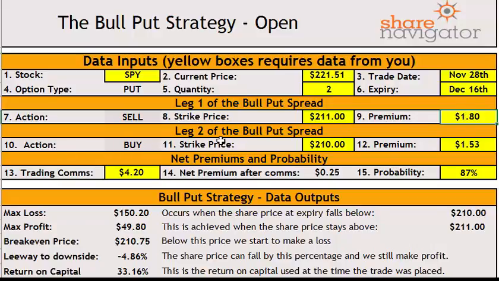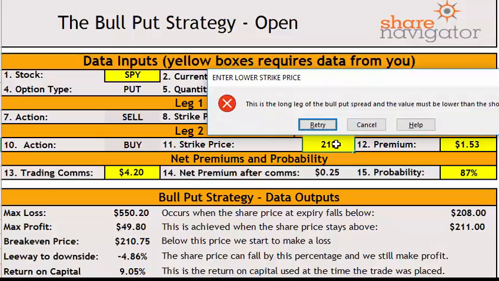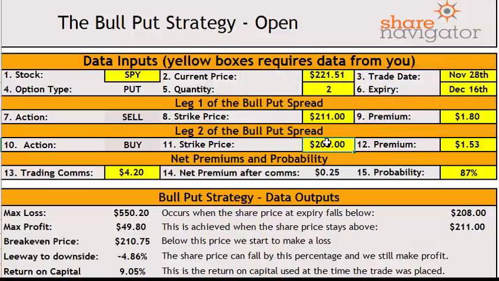The second leg of the trade is that we're buying the put option at a strike price underneath our short put. So our action here is to buy, and the strike price is $1 underneath, which is 210. We could use 208, it depends what bull put spread you're doing. But watch what happens when we try to put in a higher strike price here. We get a warning from the system saying you need to enter a lower strike, because the long put always has to be lower than the short put strike price. So we're going to leave it at 210, and the premium we paid out was 153 to buy that particular put option.